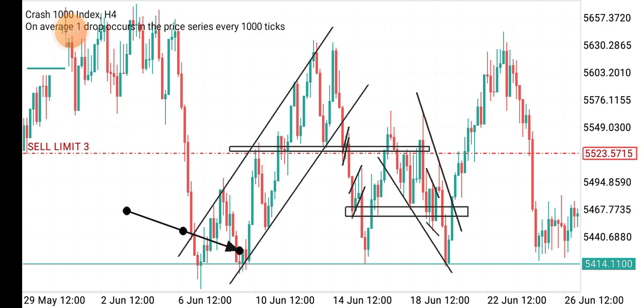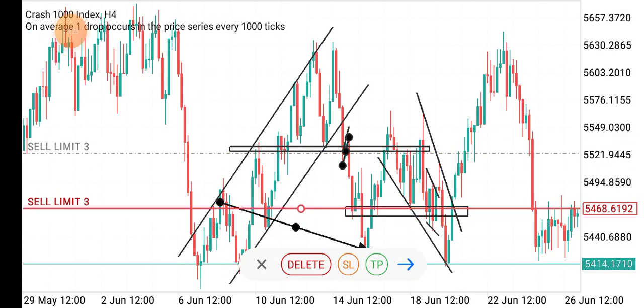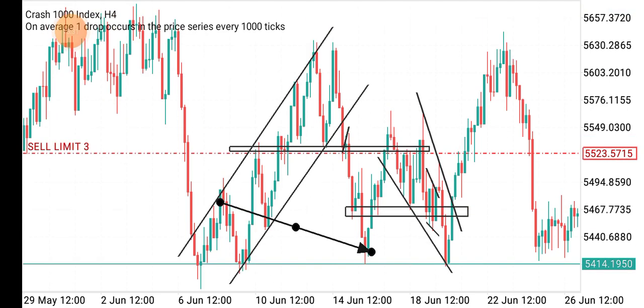Now let me show you guys another setup I also found, still on this 4-hourly time frame. Let me take out these drawings to clear the chart. Moment, guys. Let me take this out. Okay.